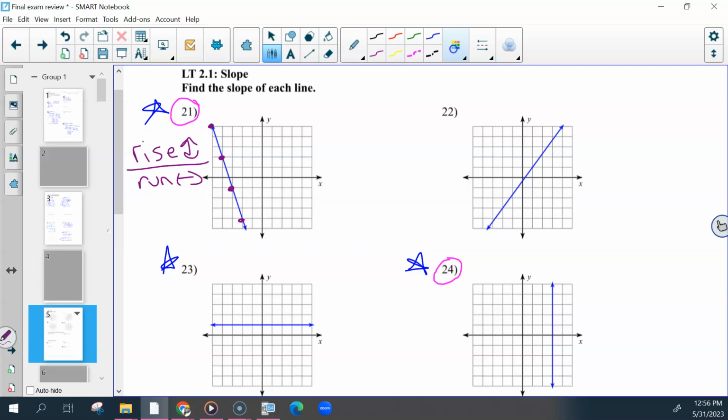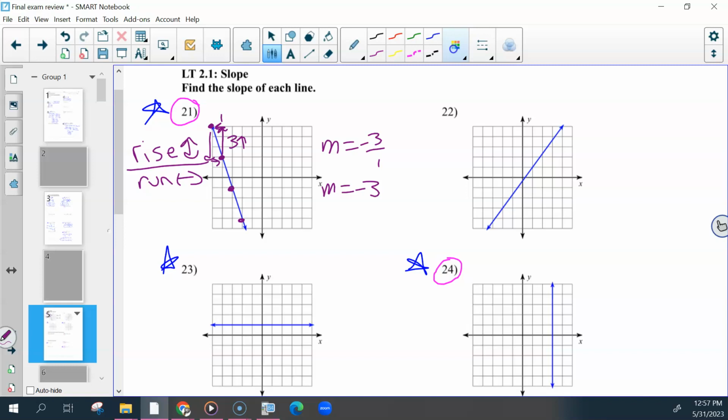So start at one of those points, go to the next point, and count how many units it takes to get up or down, and then left or right. 3 over 1. So depending on which way you're going, you're either going up 3 and to the left 1, which would make that a negative, because left is negative, or you're going down 3 and right 1, which again would make it a negative. So either way, you should simplify to get -3.